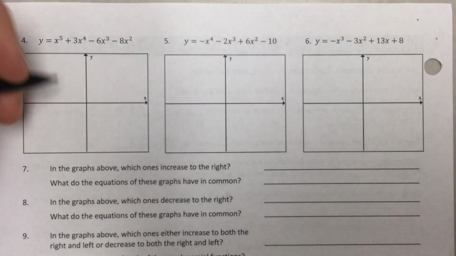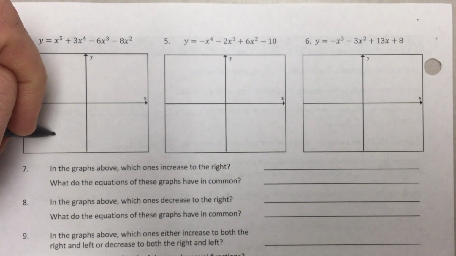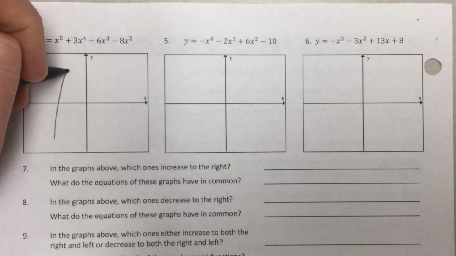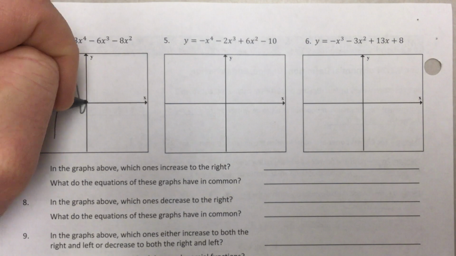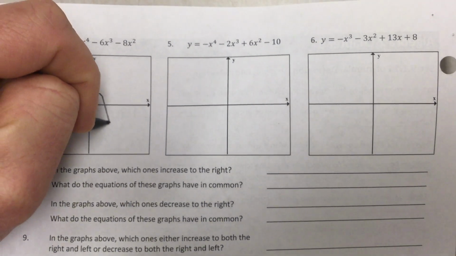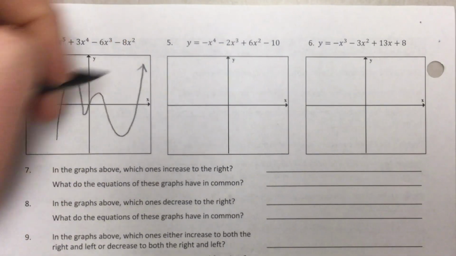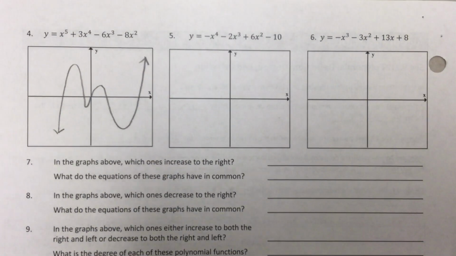For 4, you should end up getting something that looks like this. It's going to go up, come down on the negative side, cross again on the negative side, cross right around 0, come back up, go down, and come back up. So we got a lot going on for that one.